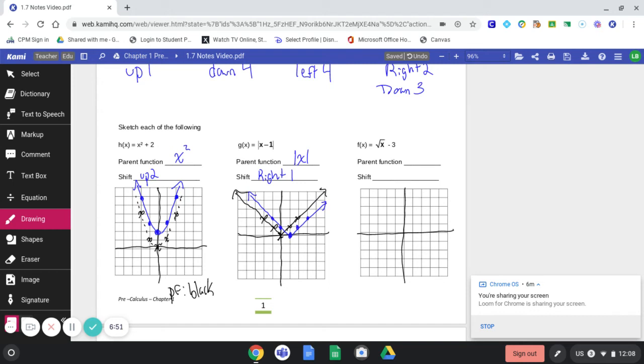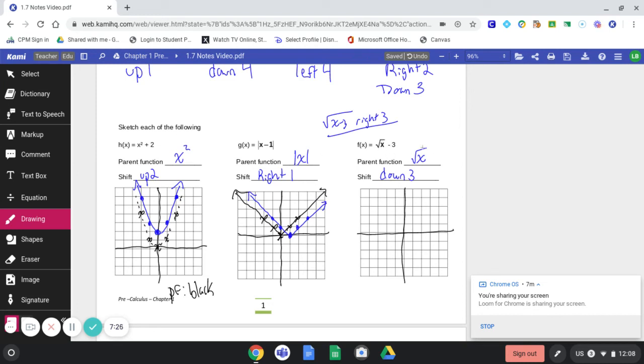And our last example here, we have the square root of x minus 3. So our parent function is just the square root of x. This minus 3, that is a shift. Now it's happening after we take the square root of it. So since it's happening after the square root, that means it is going down 3 units. If you wanted to move it right, if it looked like that, this would be right 3. But because it's happening after the square root of x, that means it's going down 3 units.